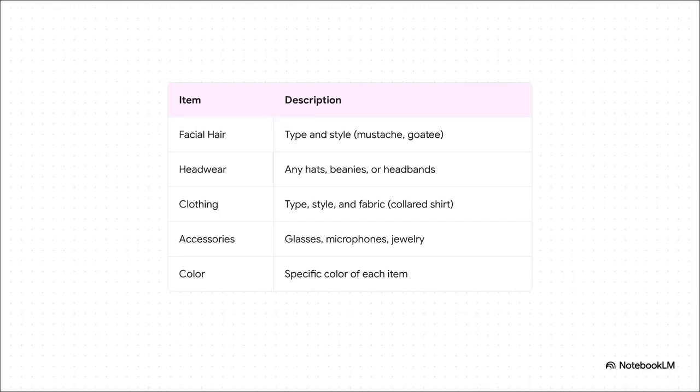And we're not talking about a simple caption here, like a person smiling. No way. The AI that describes you is given what's basically a detailed shopping list. It's specifically prompted to identify the exact style of your facial hair, the material of your shirt, any accessories you have on. We're talking glasses, microphones, jewelry, you name it. It's that insane level of detail that makes it possible to create a bot that actually looks like you.